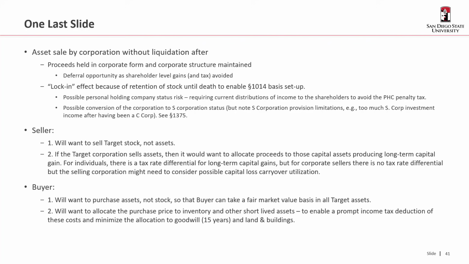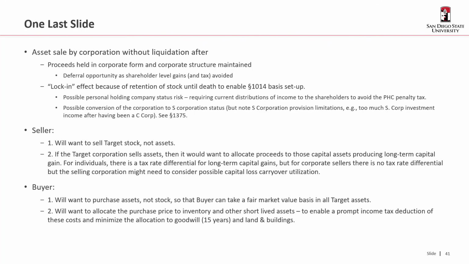Okay, so lastly, let's kind of summarize here for a second. So let's think about what the seller wants. The seller wants to sell the target stock, not the assets. So if the target corporation sells assets, then it's going to want to allocate proceeds to those capital assets producing long-term capital gain. For individuals, there's a rate differential. For corporate sellers, there's no rate differential, but they might need to consider possible cap loss carryover utilization.